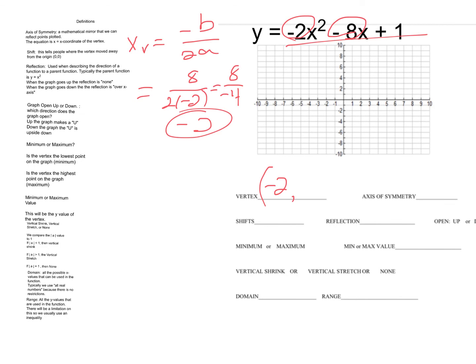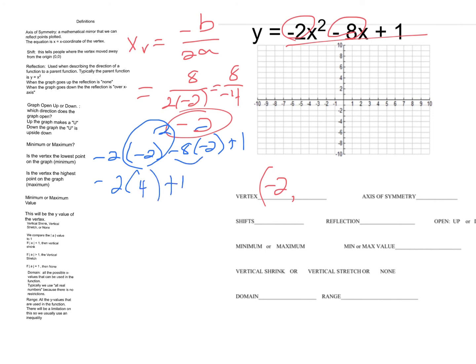Alright, so now let's go get the y vertex. Okay, so we're going to fill the negative 2 back in. So negative 2 times negative 2 squared minus 8 times negative 2 plus 1. So I square this first. Alright, so negative 2 with 4. So we plus 16 plus 1. Negative 2 times 4 is negative 8. Plus 16 plus 1 is 8 plus 1, which is 9. Alright, so we have our vertex.